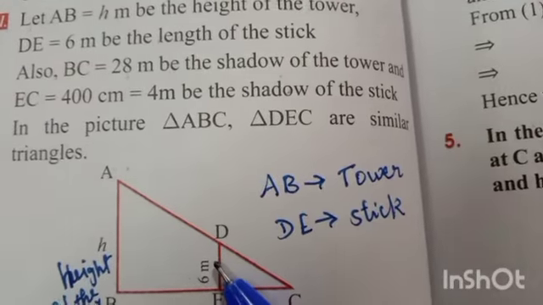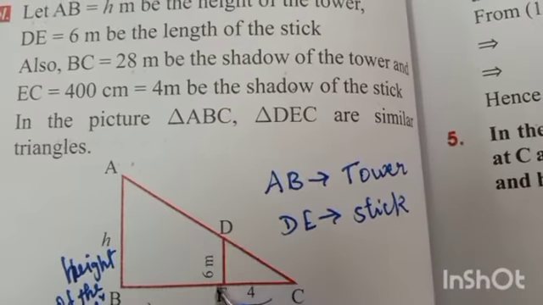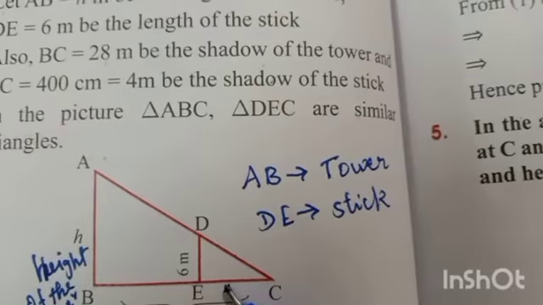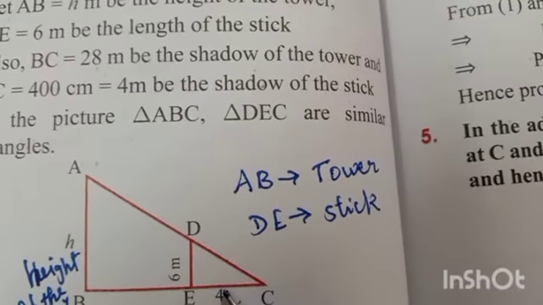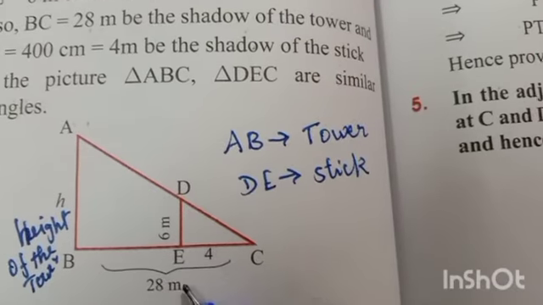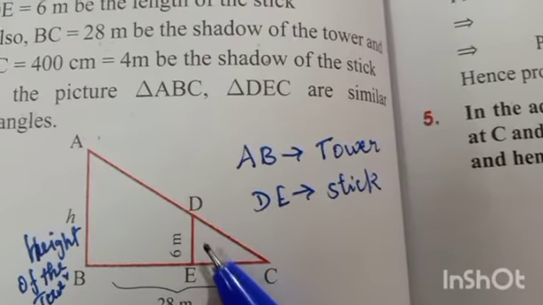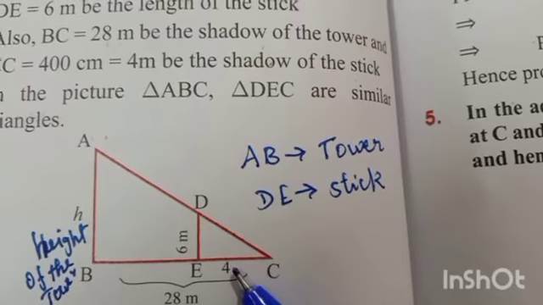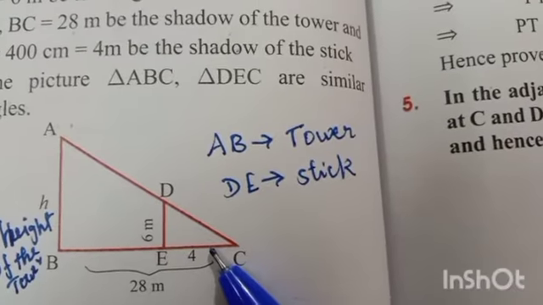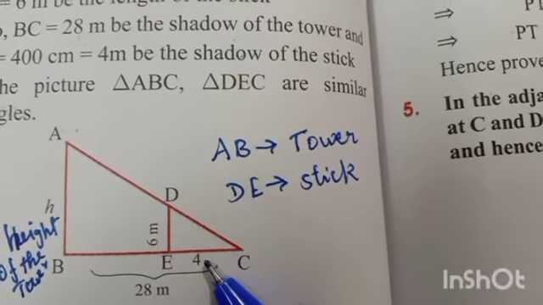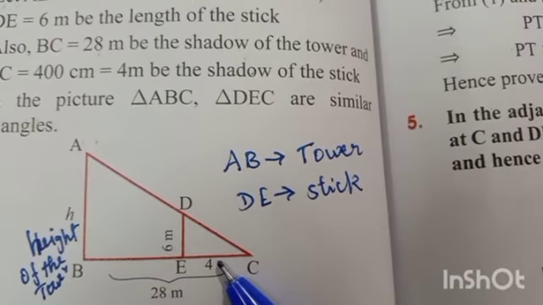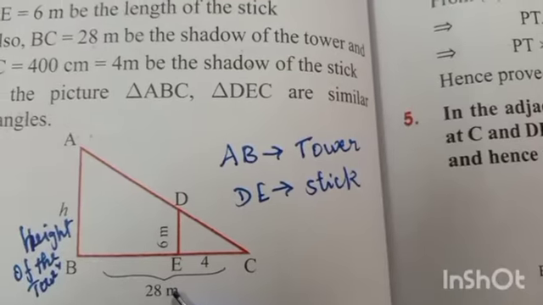Then also given is the shadow of the stick. This is the stick, and its shadow falls on the ground this side. It is 400 centimeters, which means 4 meters. Then the shadow of the tower is 28 meters. Here one is in centimeters and the other in meters, so you have to convert them to the same unit. So the shadow of the stick is 4 meters, and the shadow of the tower is 28 meters.